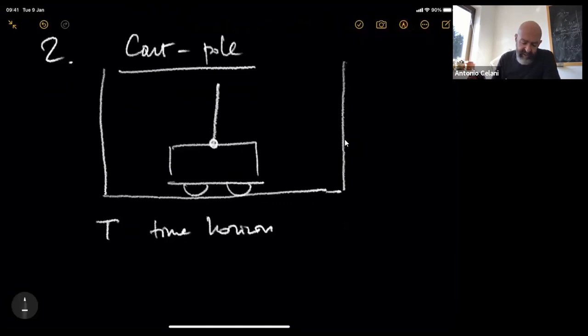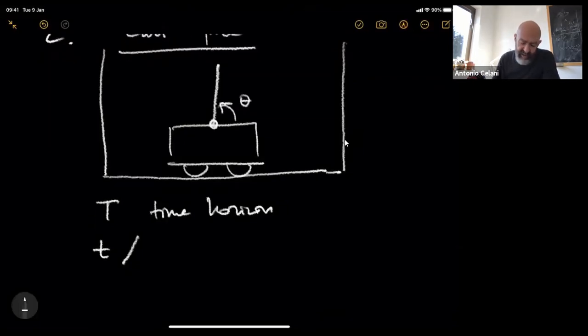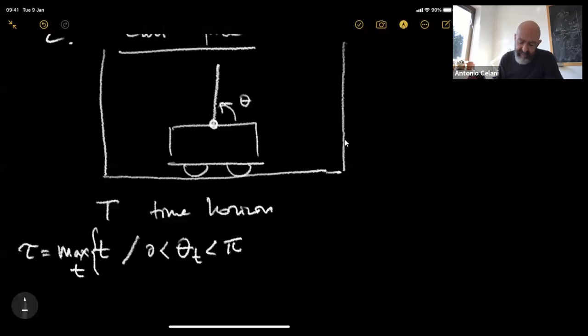And then you compute your time T such that, let's introduce the angle theta here with the horizontal. So let's do things properly. Let's define a time tau, which is the maximum over T of the times such that theta at time T is strictly larger than zero and strictly smaller than pi.